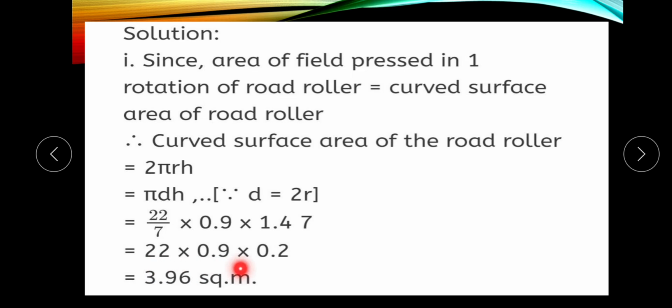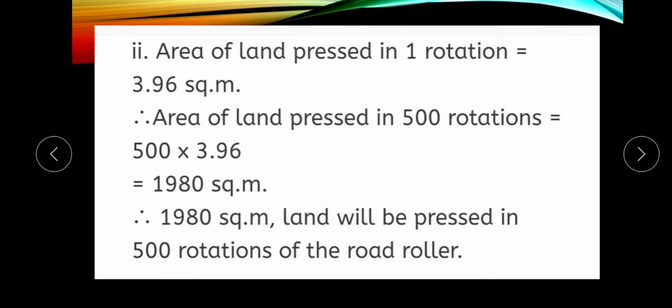Now the same thing we need for 500 rotations. So we'll be multiplying this value by 500. Area of land pressed in one rotation is equal to 3.96 square meter. Therefore, area of land pressed in 500 rotation is 500 into 3.96. That we will get as 1980 square meter. Final answer. Therefore, 1980 square meter land will be pressed in 500 rotations of the road roller.